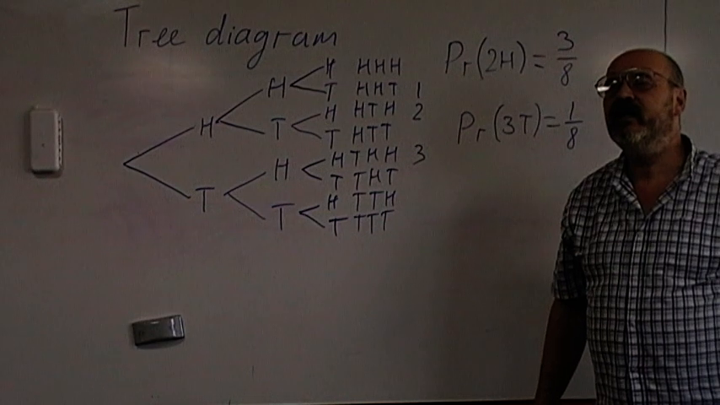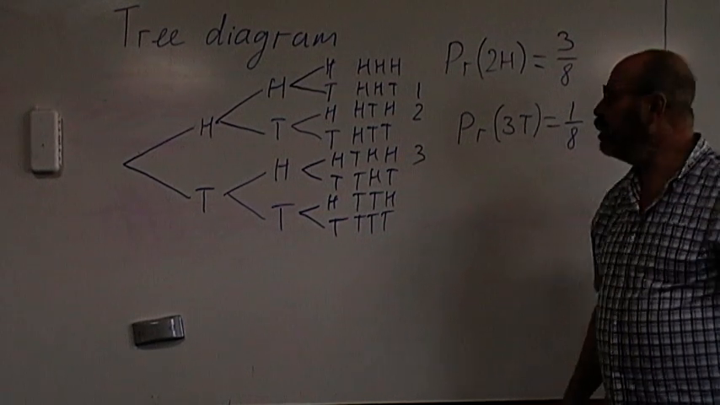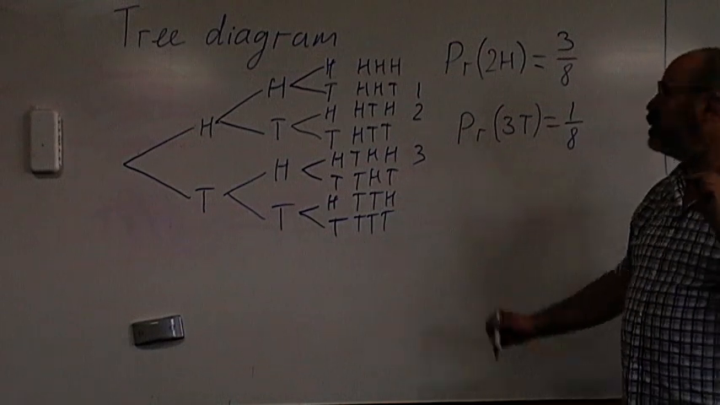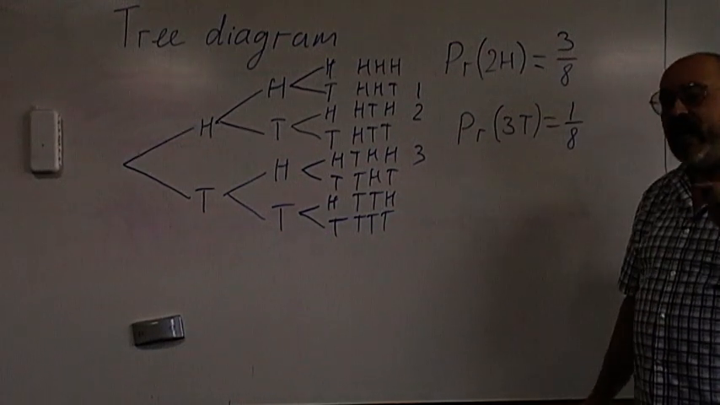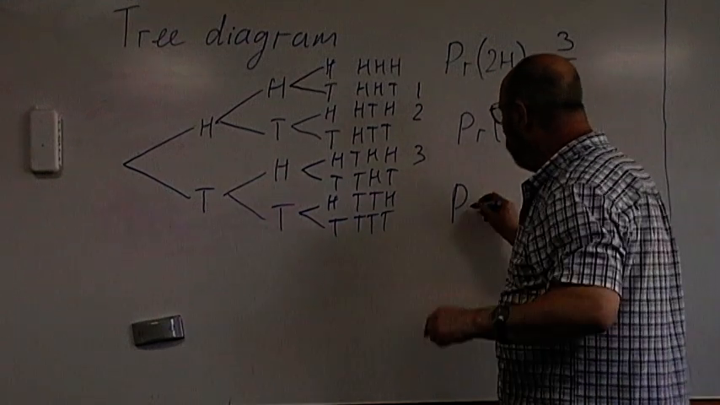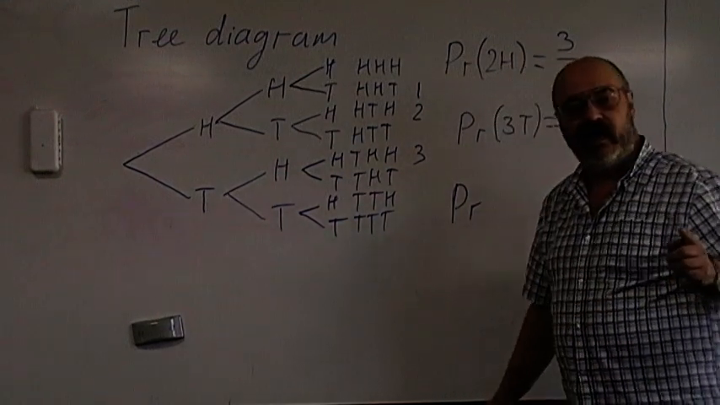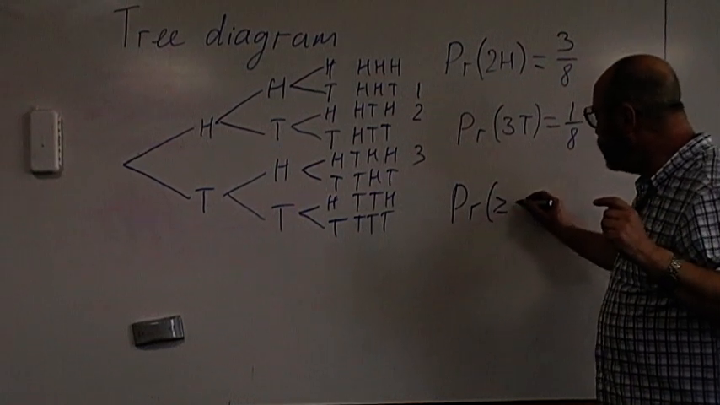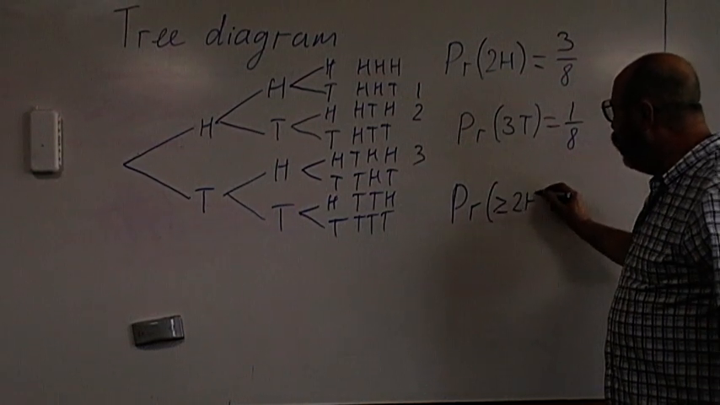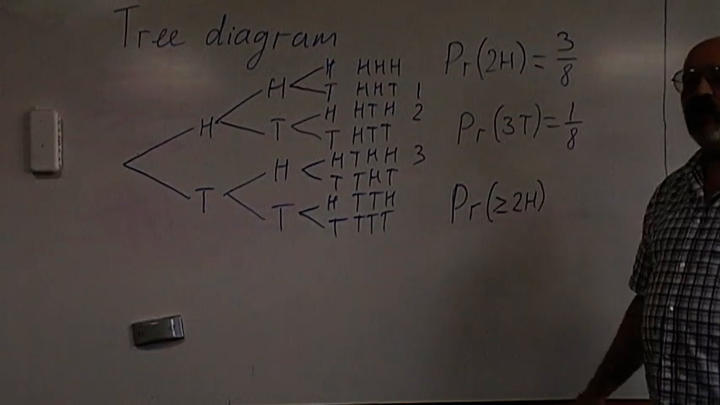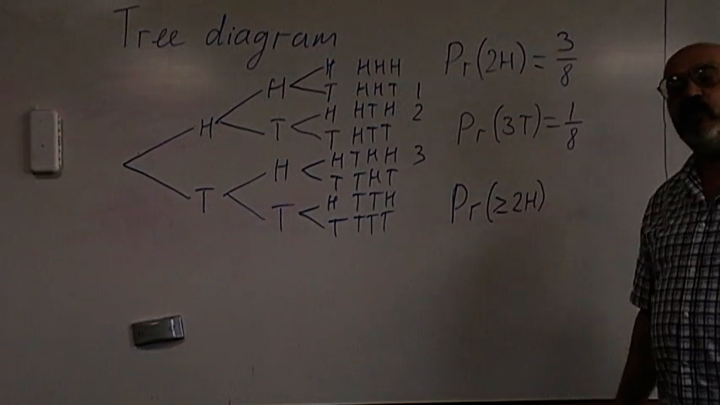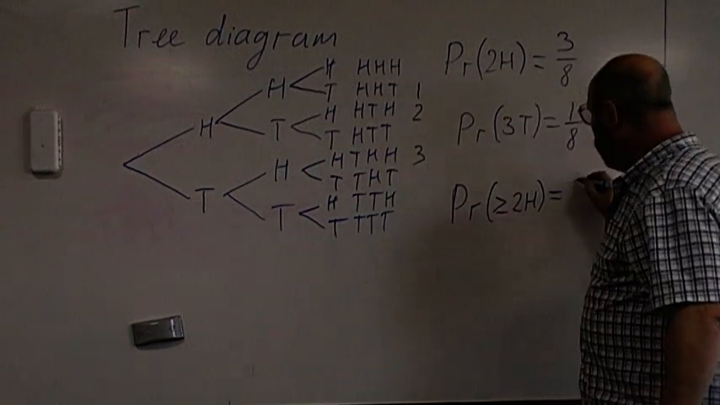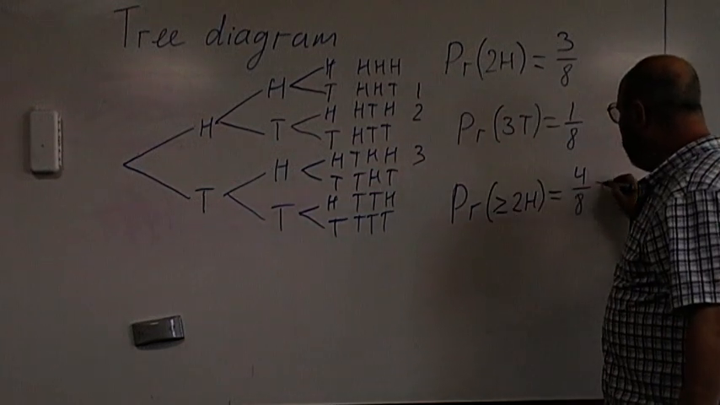For the one with 2 heads, could you include the top one as well? Because it has 2 heads in it, it just has an extra one. Very good question, but this is for getting exactly 2 heads. If the question asks for the probability of getting at least 2 heads, that means greater than or equal to 2 heads, then we need to include 3 heads as well, and that will be 4 out of 8 or 1/2.